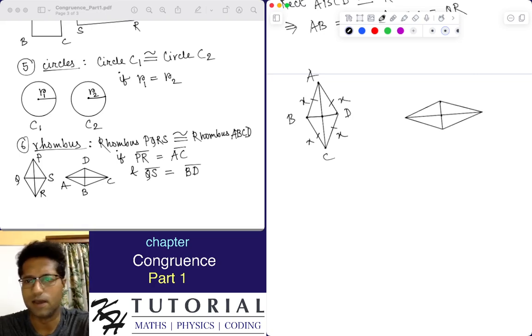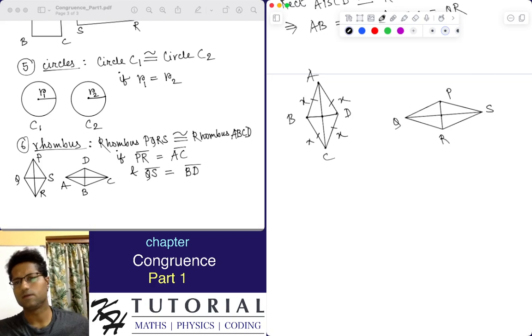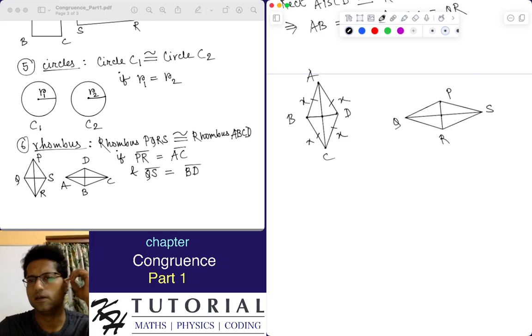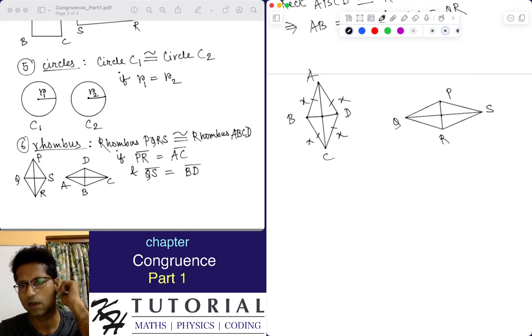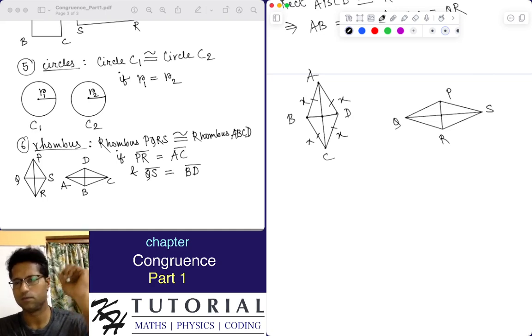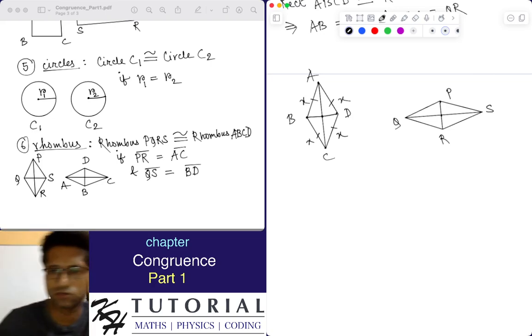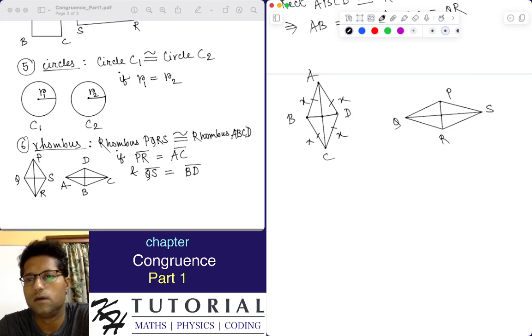So now let's say I name this rhombus as PQRS. Clearly it is obvious that these two rhombus are congruent, because these two rhombus will overlap perfectly on each other. Now I will not try this because the lengths of the two diagonals are not perfect. I just drew this diagram approximately. So now if I want to express that these two rhombus are congruent, how will I do this?